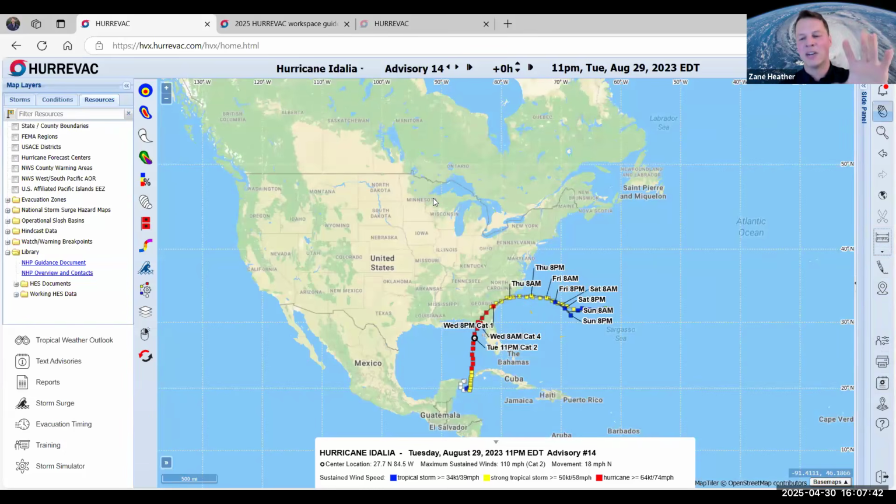You'll have an introduction to the tool, an overview of the workspace, as well as additional training resources that you can consult in hurricane season. But the big takeaway is HRVAC is free for you to use if you're a public sector emergency manager, and it is the one place to integrate current storm forecast information with hurricane evacuation study information to help inform decision making.